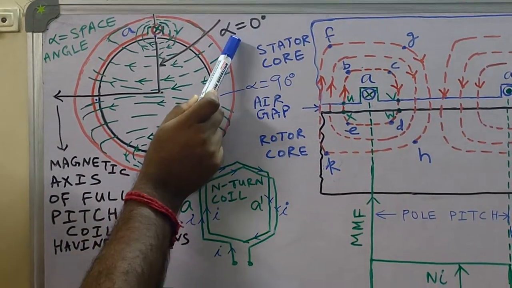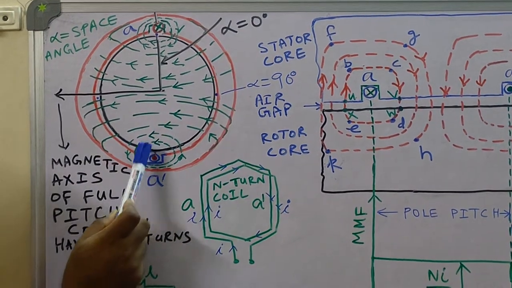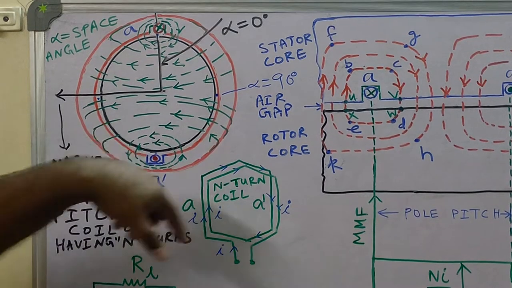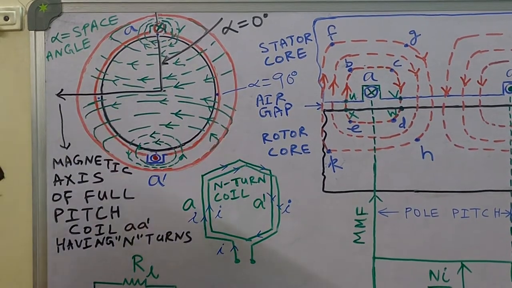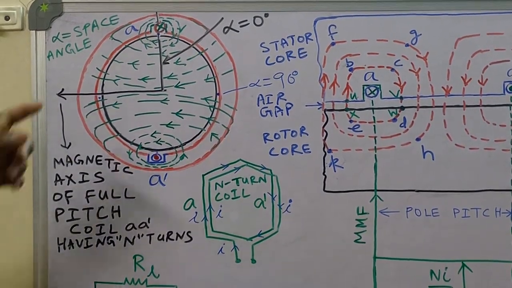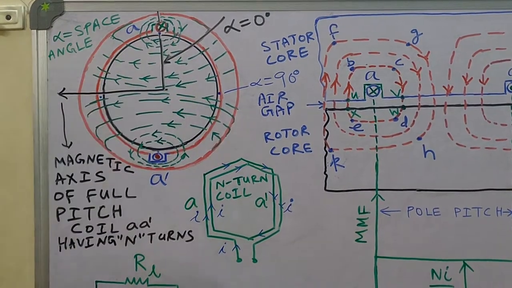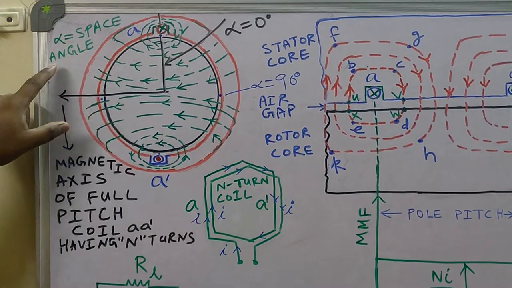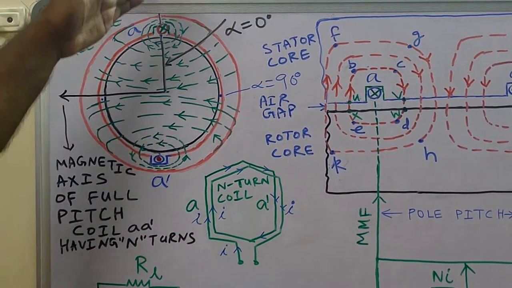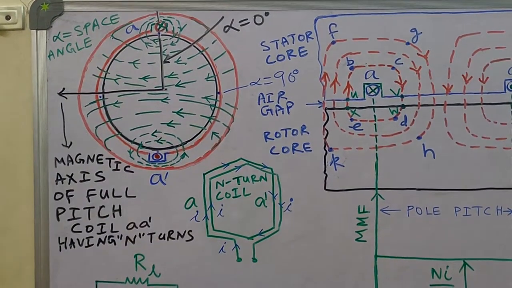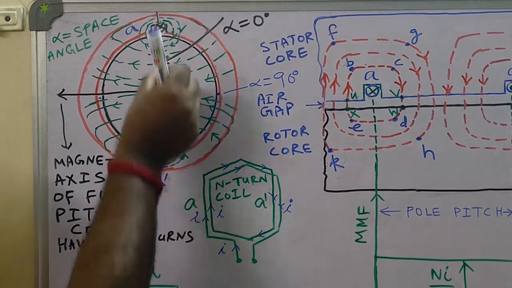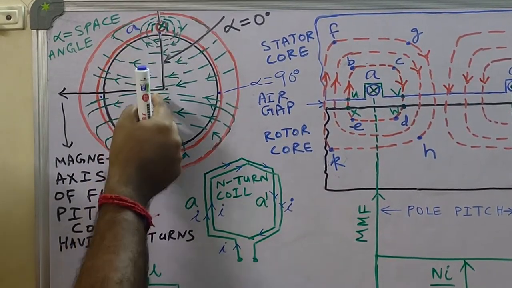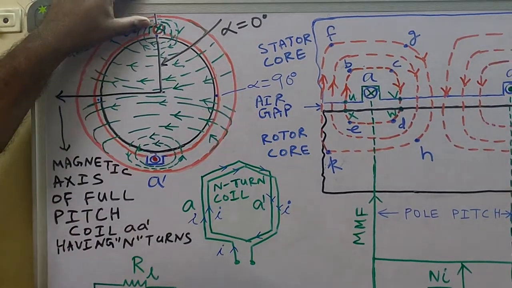If you define alpha to be 180 degree, then that point is this. If you define alpha to be 0 degree, then that point is this. So with the help of this, we are able to identify a point along the air gap periphery in a unique way. That is why we define this angle alpha, which is termed as space angle. And for defining the space angle alpha, we have to choose a reference axis, and that reference axis is passing through coil side A, which is placed in this slot.